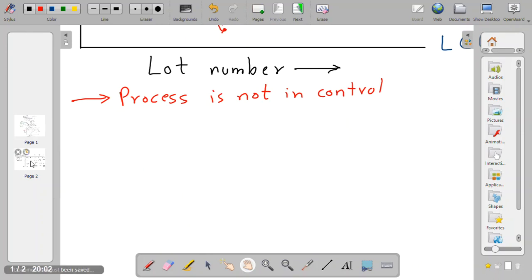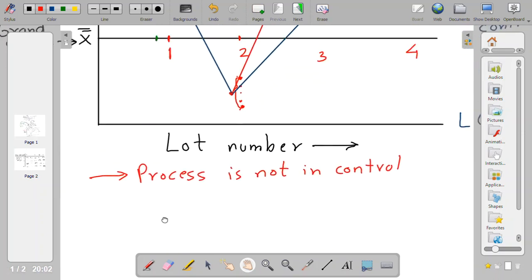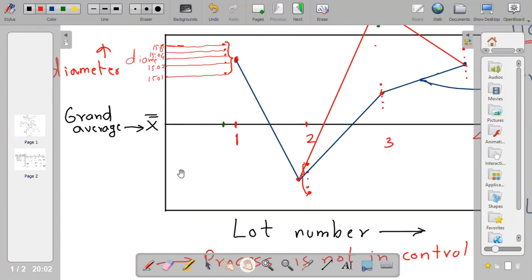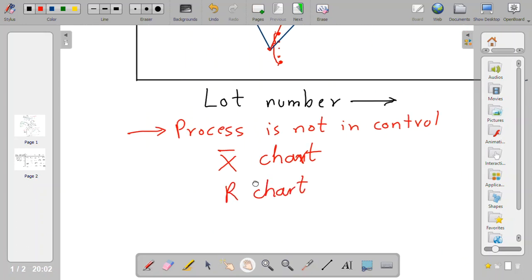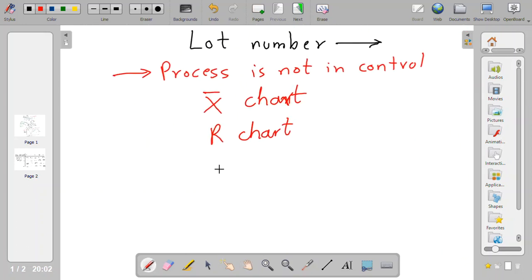Different kinds of charts are there. This is just an example of an X bar chart. Like this, an R chart is there, then again a P chart is there, then a C chart is there, a U chart is there.